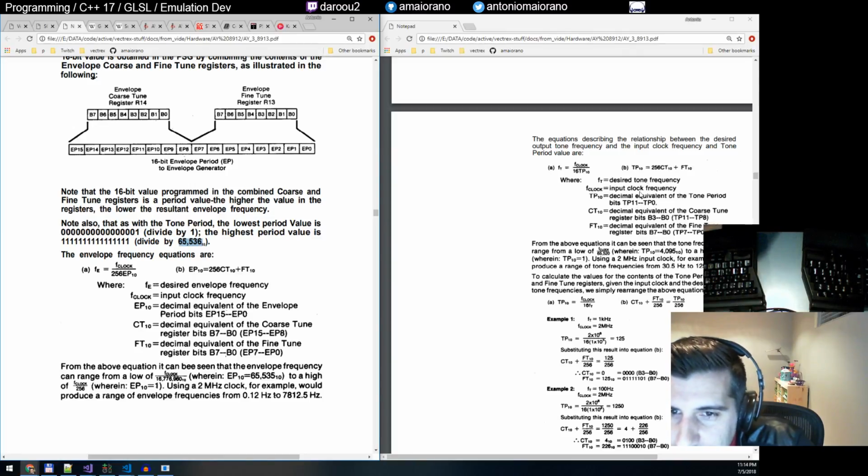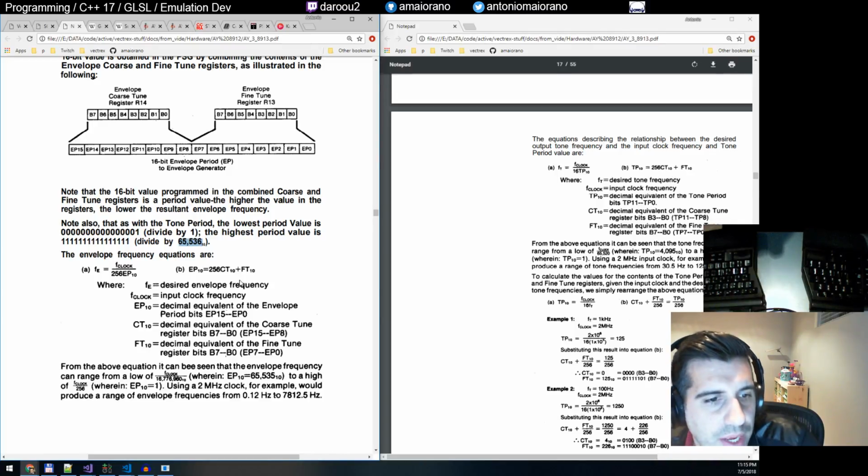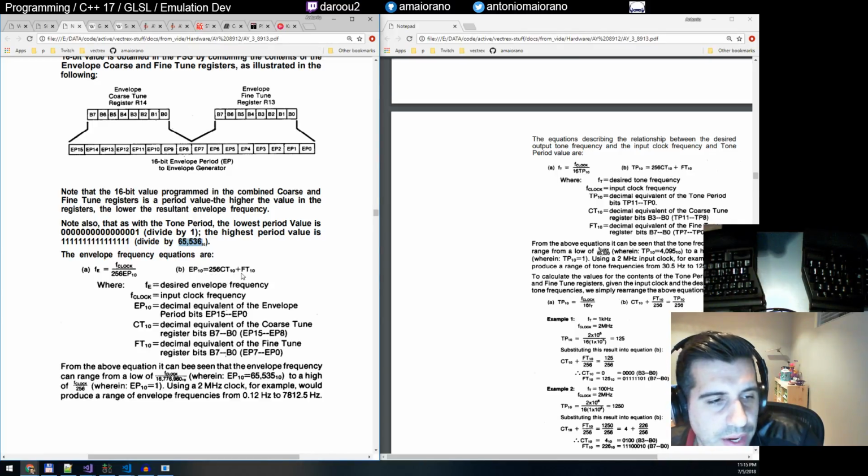I don't know. Let me see. No, okay, it's not rewritten in terms of that. This has CT10 in there. Desired tone frequency. Input clock frequency. Decimal equivalent of tone period, TP is 11 to TP 0. This is written in terms of the coarse and fine tune registers, okay, where TP10 is basically built from this. Oh, okay, I see. All right, so this makes more sense.